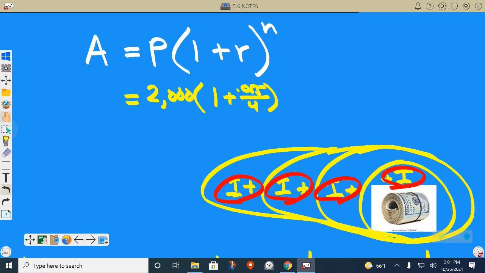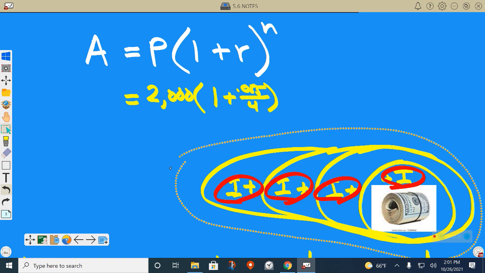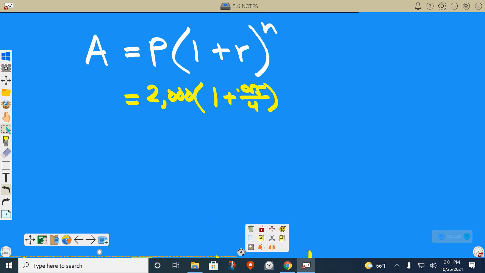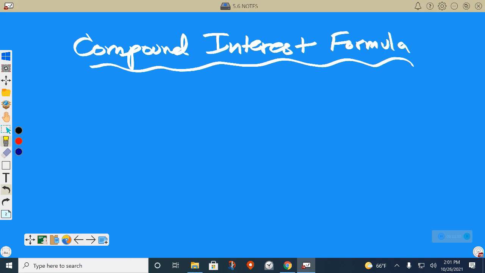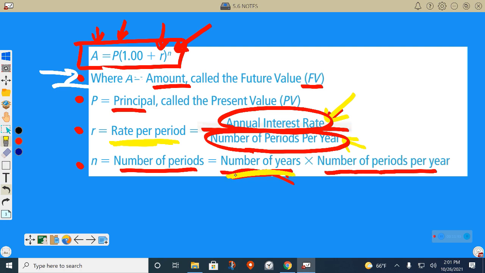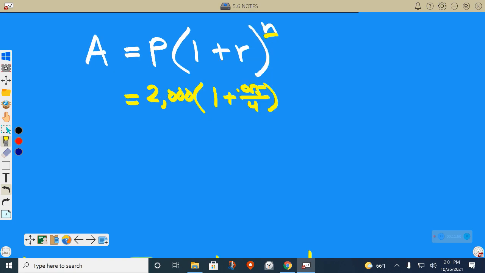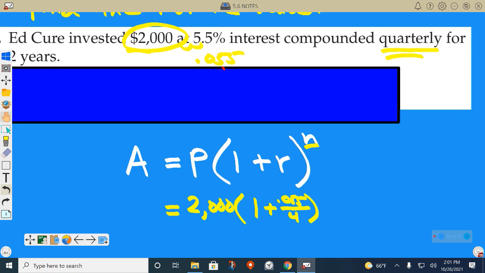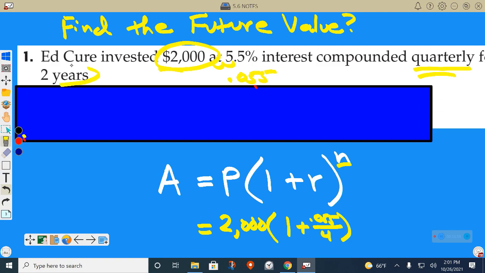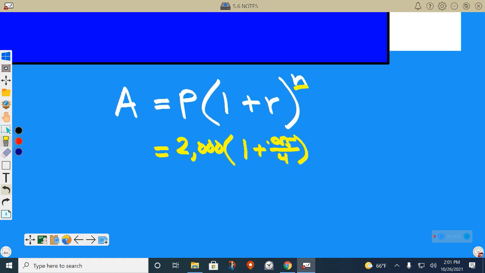Okay, so far so good. Let me move all this down. All to the nth power. Okay, n means the number of years times the number of periods per year. We already know this is 4 times a year, it's quarterly. But the number of years, how many years does Ed decide to leave his money in here? Let's see. 2 years. So check this out. The n is going to be 2 times 4.